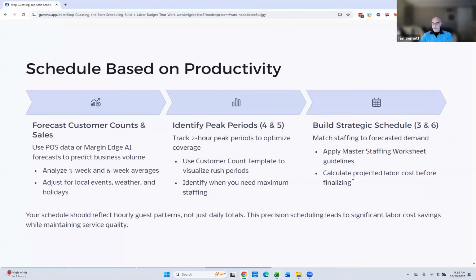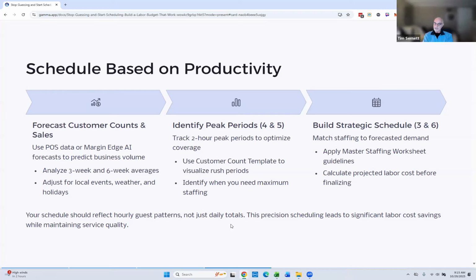Okay. Calculate the projected labor costs before finalizing. Apply the master staffing worksheet and guidelines. So your schedule should reflect hourly guest patterns, not just daily totals. This precision scheduling leads to significant labor cost savings while maintaining service quality.